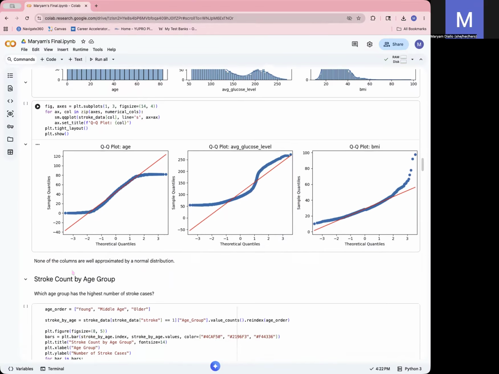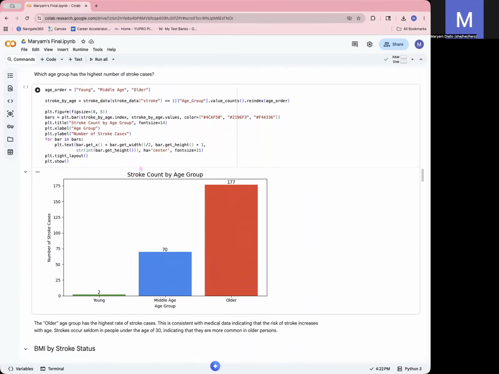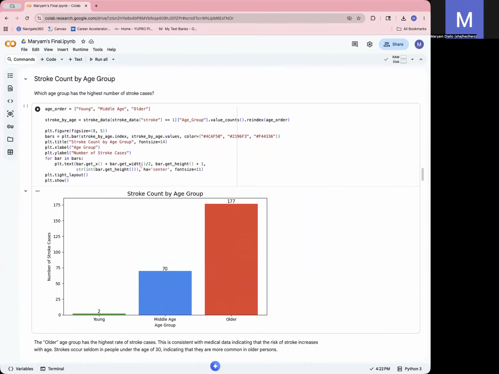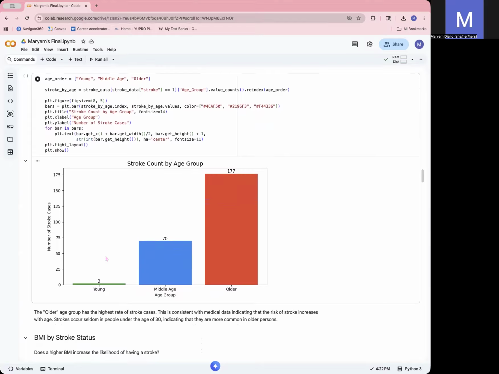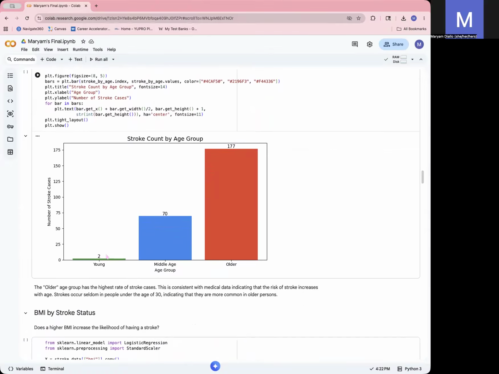My first main visualization is the bar chart. I just wanted to know which age group has the highest number of strokes. From this it's evident that older people are more prone to strokes than people in the young category. This is very consistent with what we know medically about strokes.